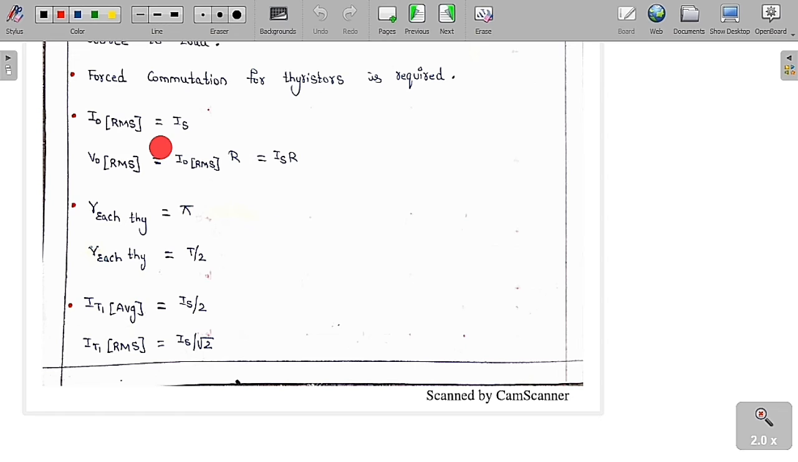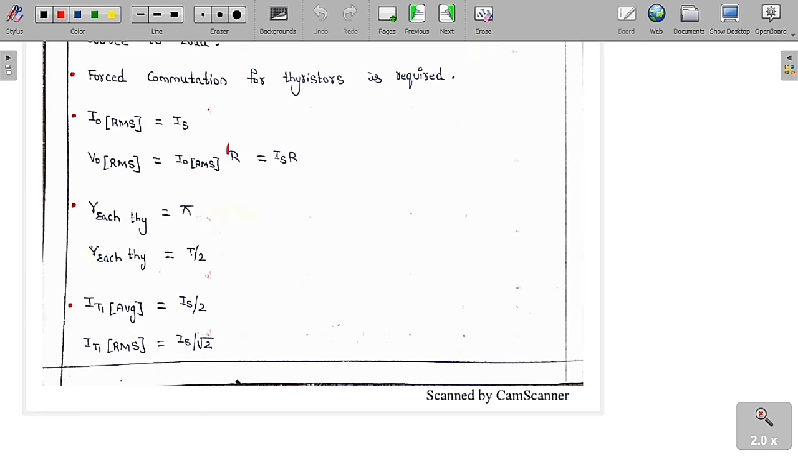Now I can figure out the RMS value of the output current. From the graph, we can say that the RMS value of the output current is equal to IS, whereas the RMS value of the output voltage is IS into R, or simply I0 RMS into R.